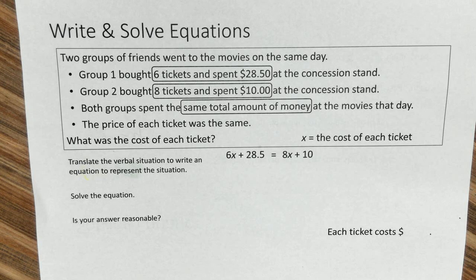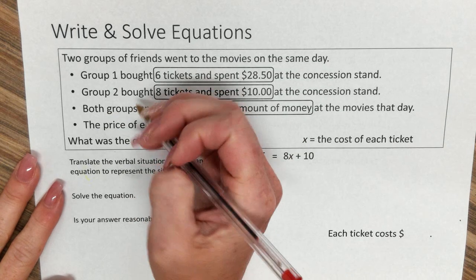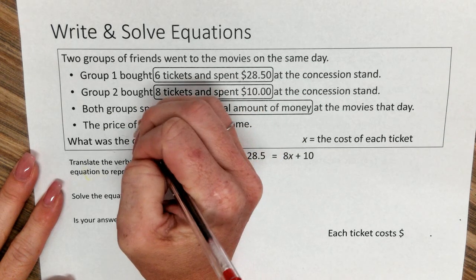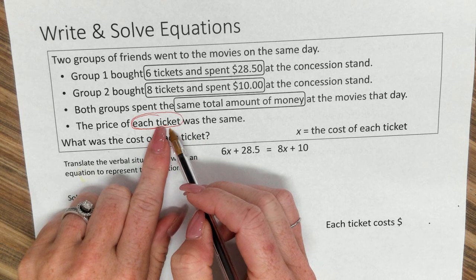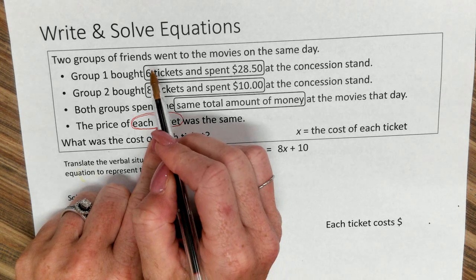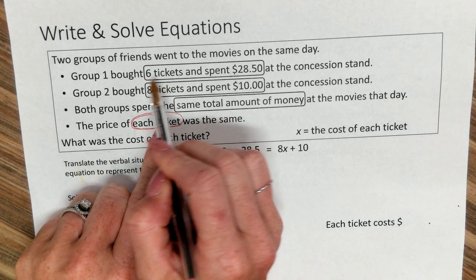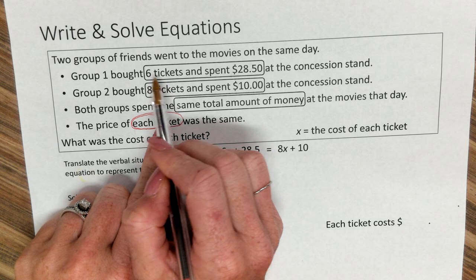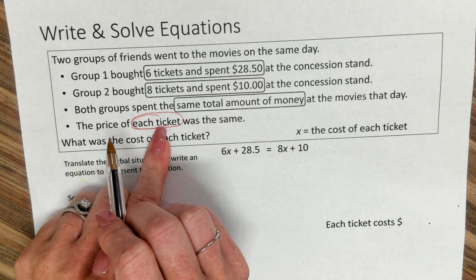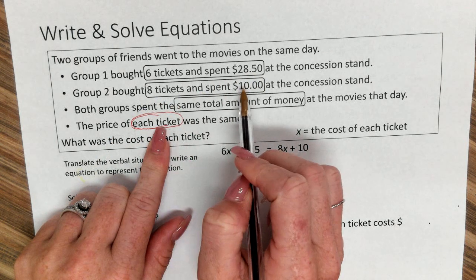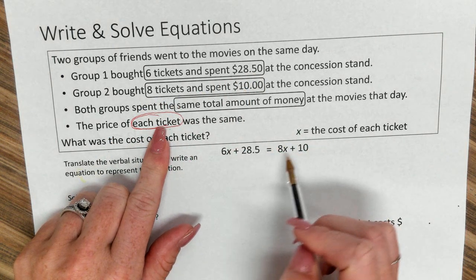Both groups spent the same amount of money. So that means we're going to put an equal sign. The price, and here's your clue word, the price of each ticket. Did y'all see a clue word? Each. And what word was next to that? Ticket. That means the number with tickets gets the X. Make sense? So 6x plus 28.50 and 8x plus 10. And that's where they got that from.